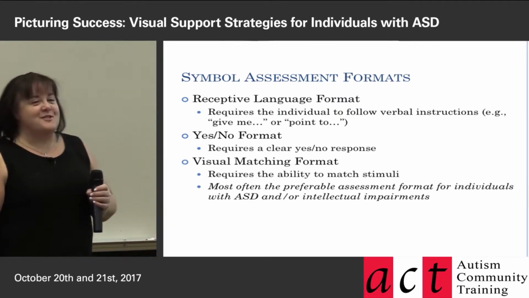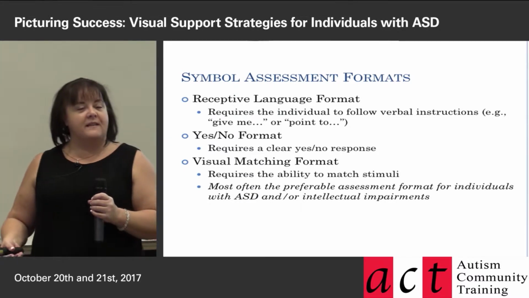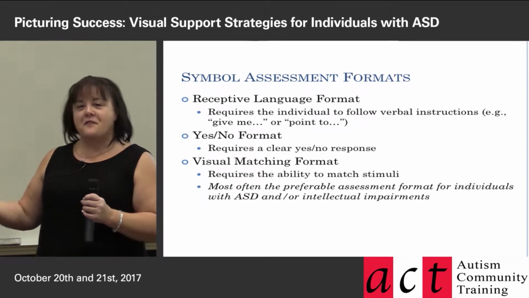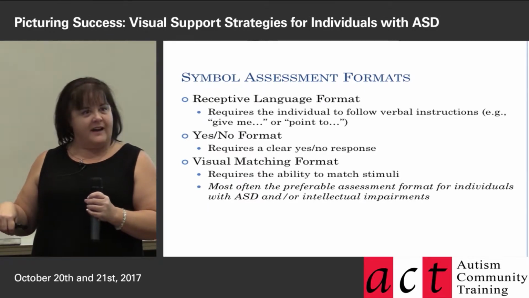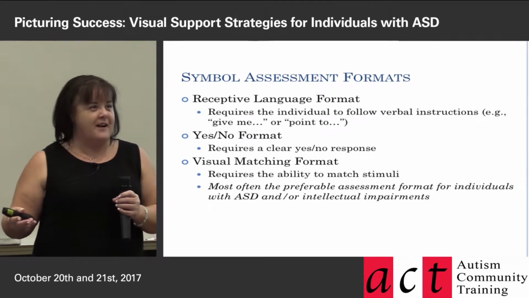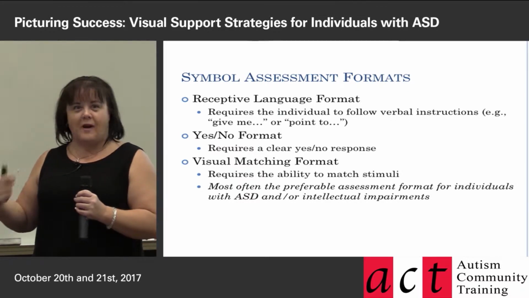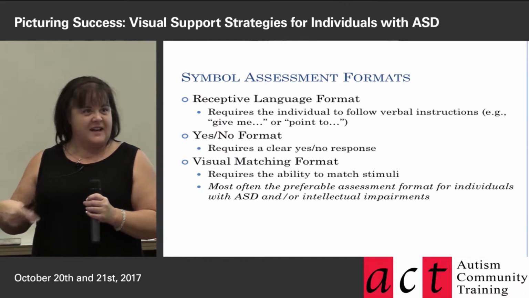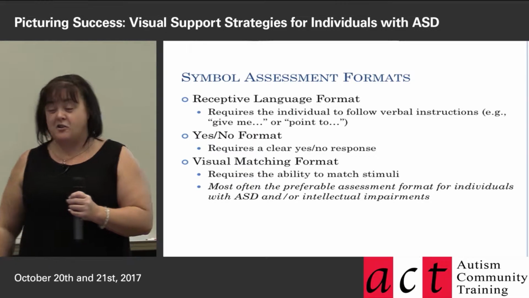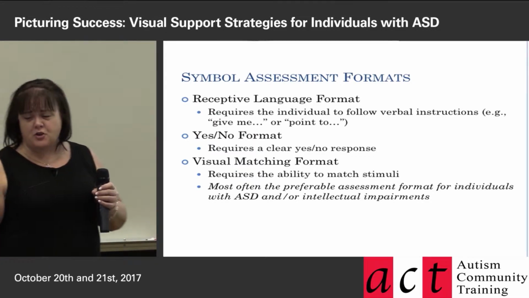This is the format that I use most often for kids with autism: the visual matching format. It requires the ability to match one thing to another. Kids with autism seem to be quite good at this, and if they're not, we can teach it pretty quickly in an assessment format. If the kid doesn't know how to match, I can do some discrete trial training, a few trials of practice matching, teach the kid how to match, and then do my assessment. Kids with autism tend to be pretty good matchers, so that's often what I'll use for sure.